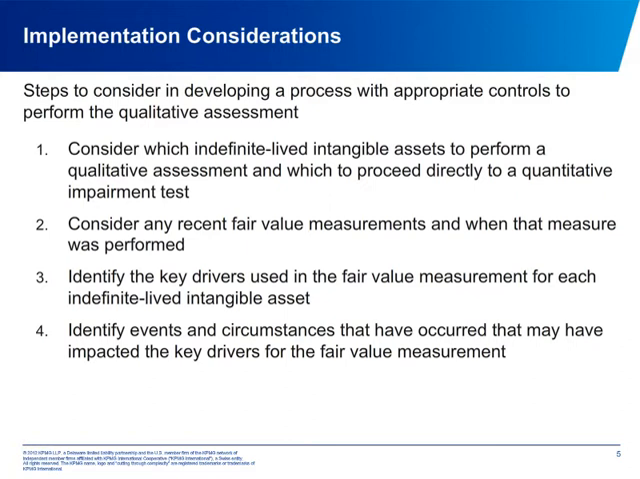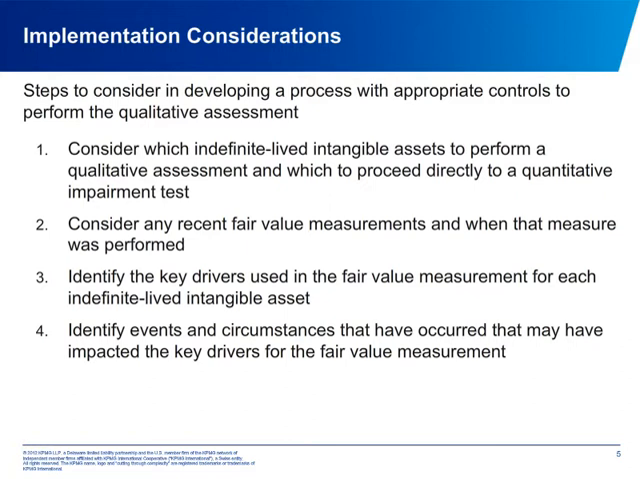For example, in-process research and development, or IPR&D for short, is within the scope of this ASU, so it is permissible to use a qualitative assessment for the annual impairment test. However, in paragraph 12 of the basis of conclusions for the ASU, it talks about IPR&D being somewhat difficult to value because there are a lot of uncertainties around it.